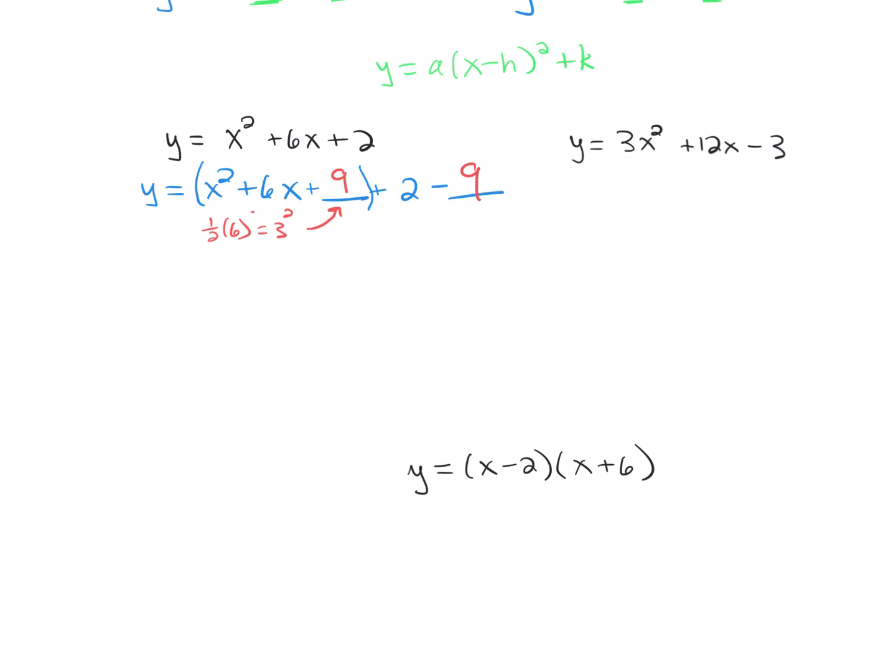Okay, let's keep going. If I factor this using backwards FOIL, or remembering from completing the square problems before, the half of the number is the number that always goes here. So if this was a plus 6, the half of the number was plus 3. And then let's write down what we've got left. I've got a positive 2 minus 9, that's a negative 7. And I'm done. So from this, my vertex is (negative 3, negative 7).